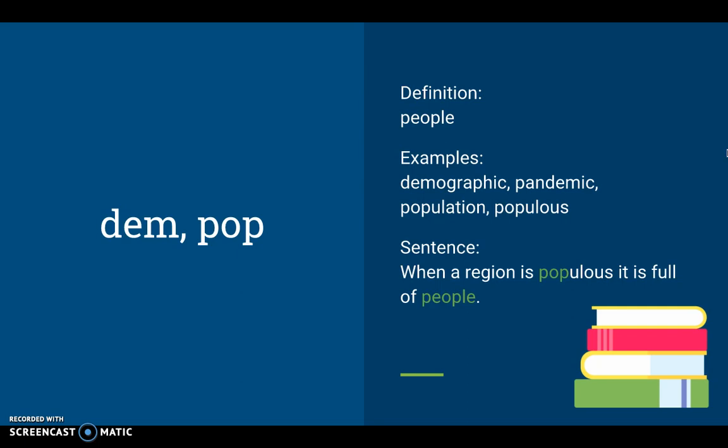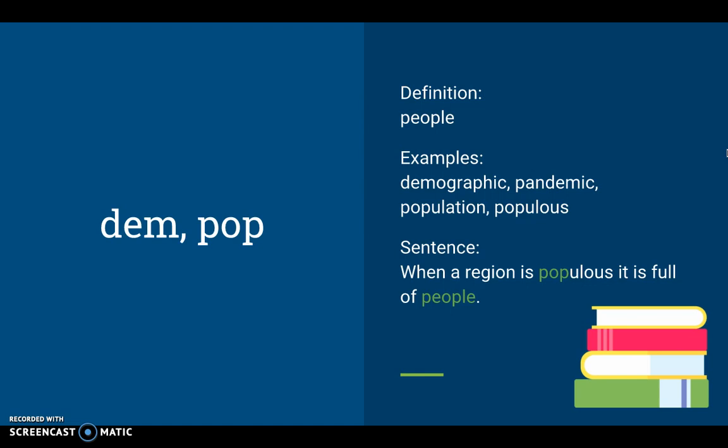Alright, so our next roots are dem and pop. They mean people. So some examples are demographic, pandemic, population, and populace. So go ahead and pause the video, write down each of those examples, and look up their definitions to help reinforce the understanding of the meaning of dem and pop.